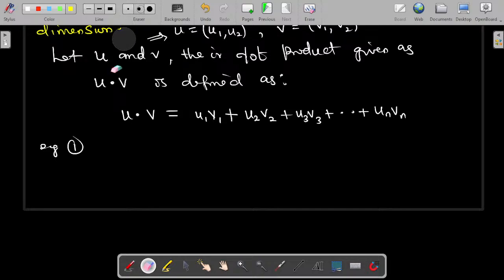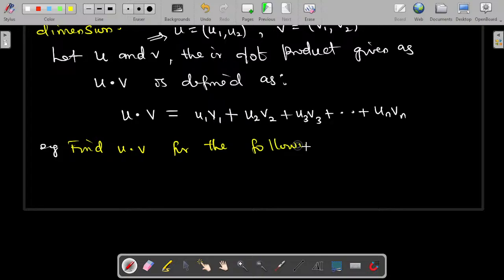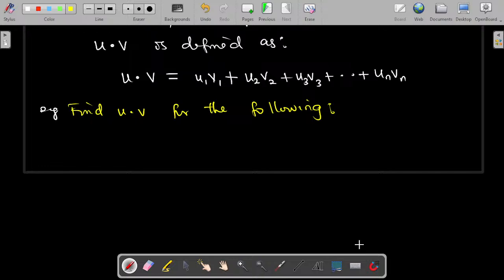Okay, let me remove this and then put it this way. Find the dot product. Find U dot V for the following. Okay, so we are looking for the dot product of the following vectors.